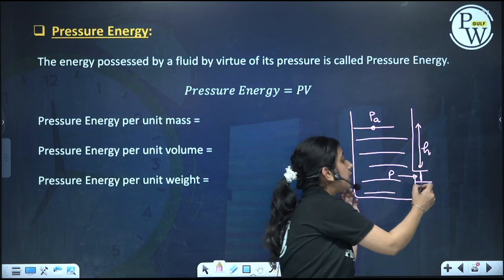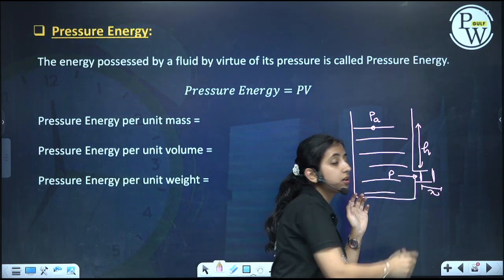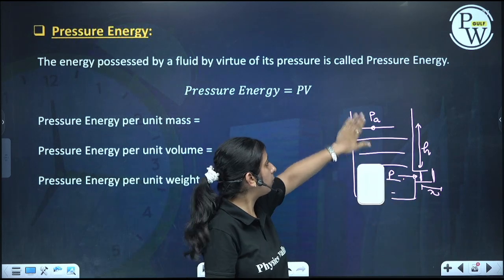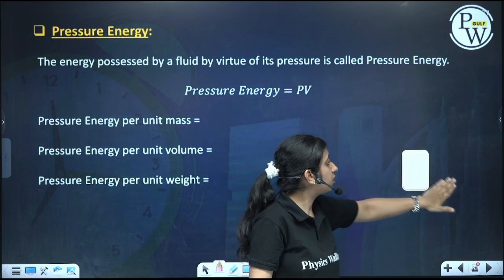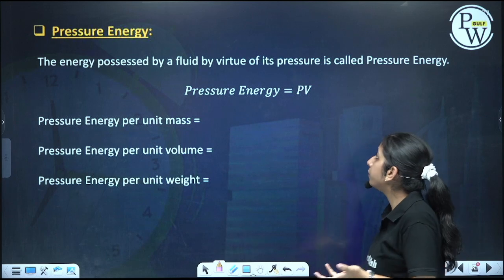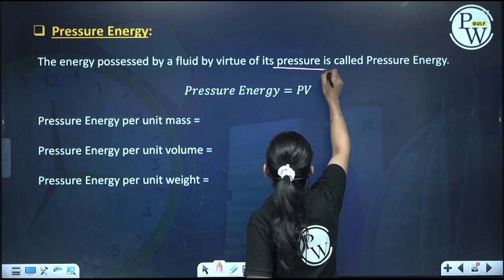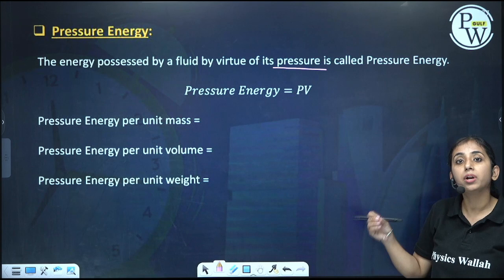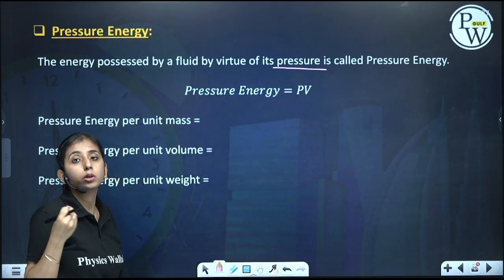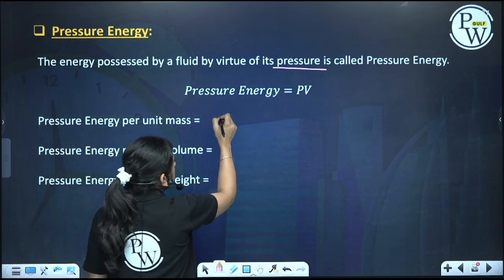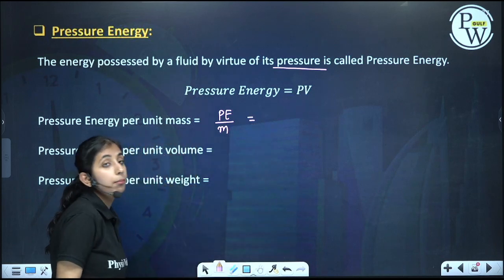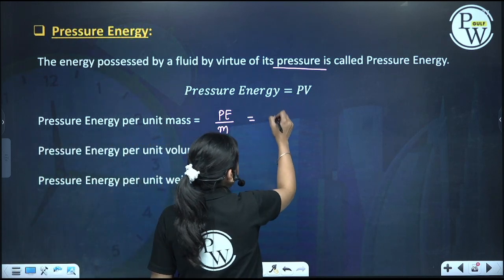Due to this pressure, it can displace the piston by some x amount. It is capable of doing work due to this pressure. So this work done is stored as potential energy. The energy possessed by a fluid by virtue of its pressure is called pressure energy. Now pressure energy is equal to pressure into volume. So if we want to find pressure energy per unit mass, it will become PV by m.